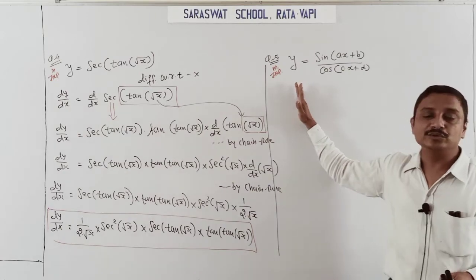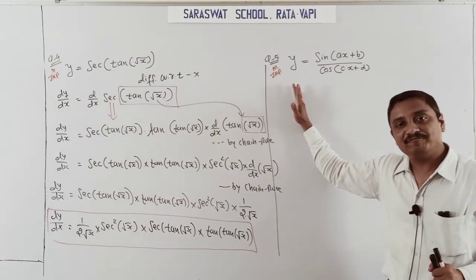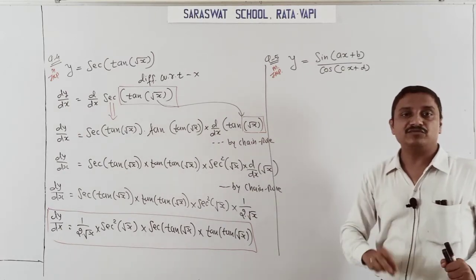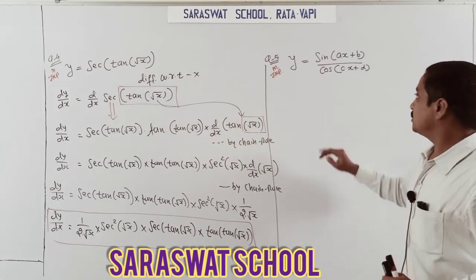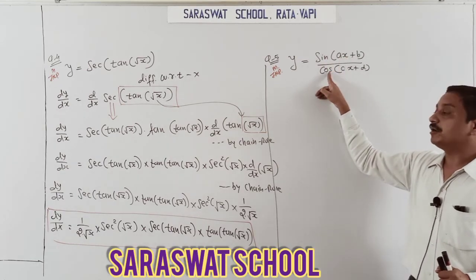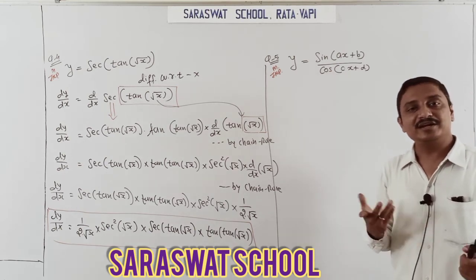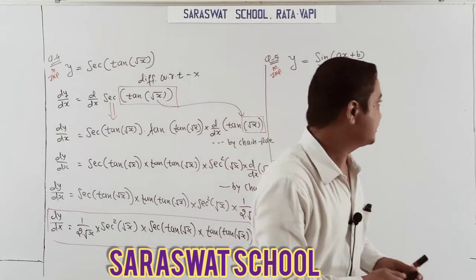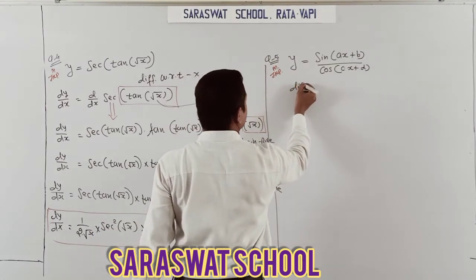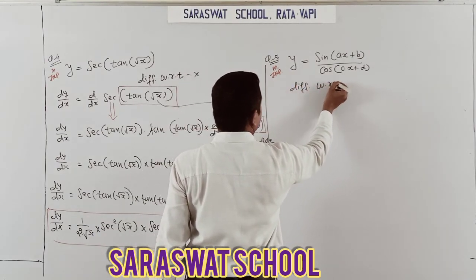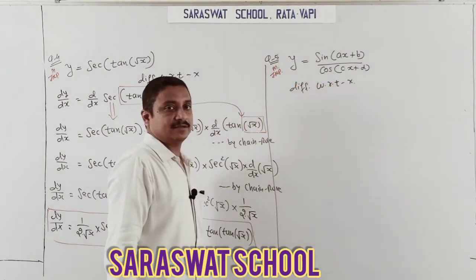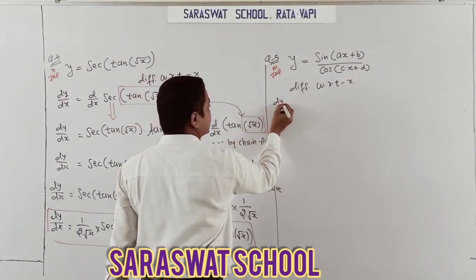Now I go to question number 5. This also is a question for 3 marks. Students, here sin(ax plus b) upon cos(cx plus d). So first of all I go to the division rule, yes, differentiation with respect to x. So dy by dx.